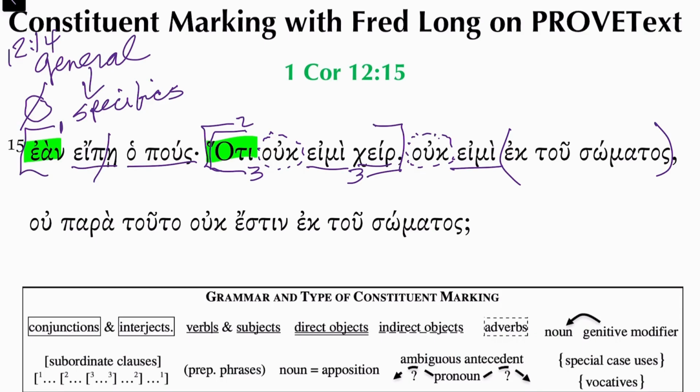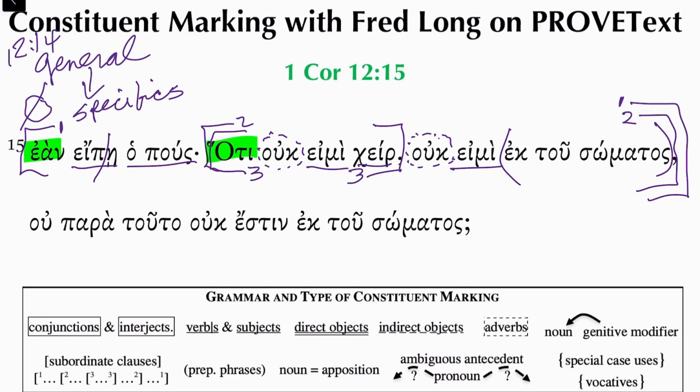This is where two things close. First of all, the direct discourse closes, so I put a bracket after ek tou sōmatos to close off the direct discourse. At the same time, it's also ending the if part of the sentence, the supposition, the ean part of it. So if the foot says, that all is ending right there. So if the foot says, because I'm not a hand, I am not from the body. So that's the whole supposition.